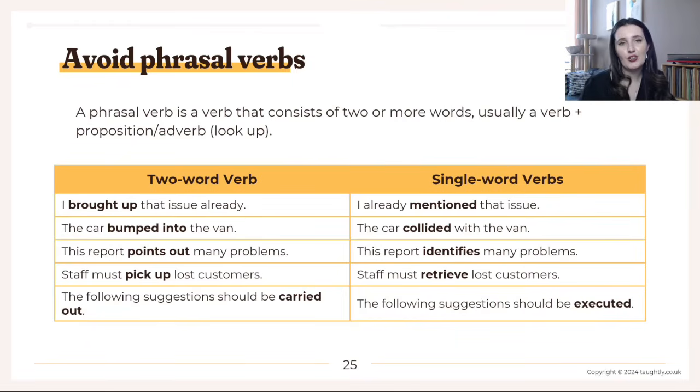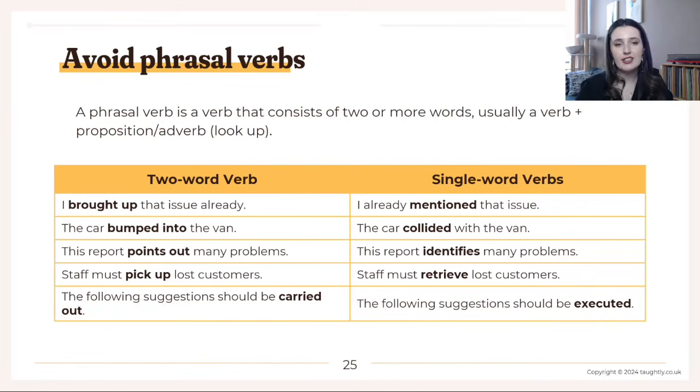Similarly, you should also try to avoid phrasal verbs. A phrasal verb is a verb that consists of two or more words, and it's usually a verb plus a preposition or an adverb, like look up, right? Look, verb, preposition, up. Phrasal verbs are more commonly associated, once again, with spoken language and informal language. So here are some examples of phrasal verbs or two-word verbs. I brought up that issue already. I already mentioned that issue will be better.